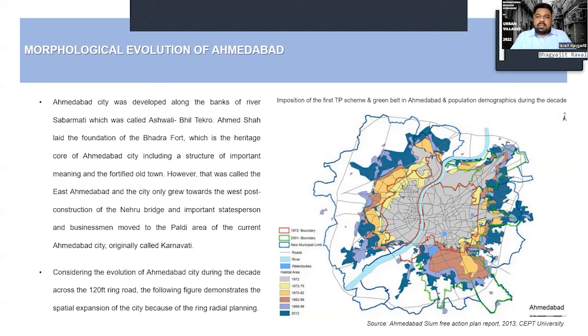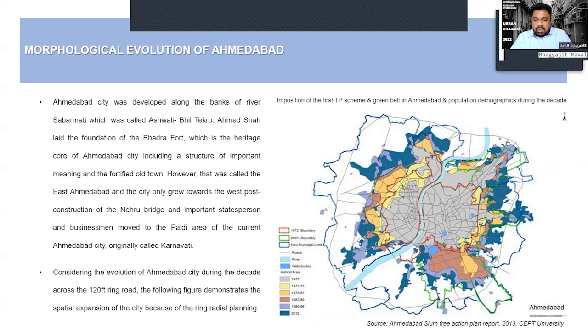Ahmed Shah laid the foundation of the walled city, which is the heritage core of Ahmedabad, including the structures of important monuments and the fortified old town. However, that was called East Ahmedabad, and the city only grew towards the west after the construction of the Nehru Bridge. Important state persons and businessmen moved to the western area of the current Ahmedabad city. So mainly the development started from the western side only. The eastern side was left as it is.